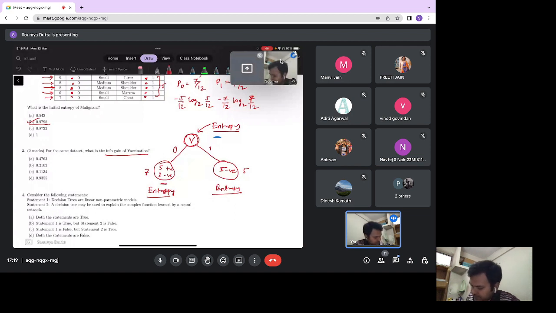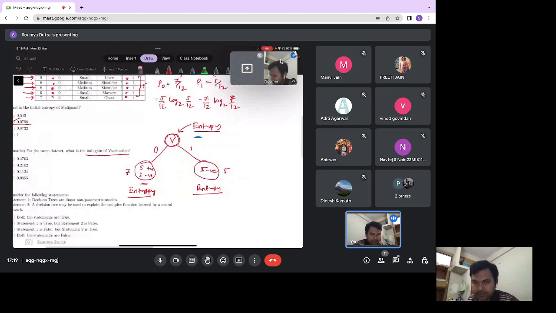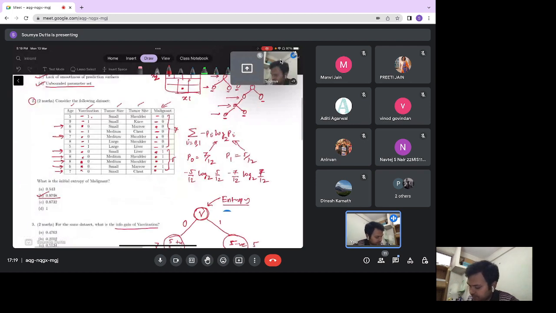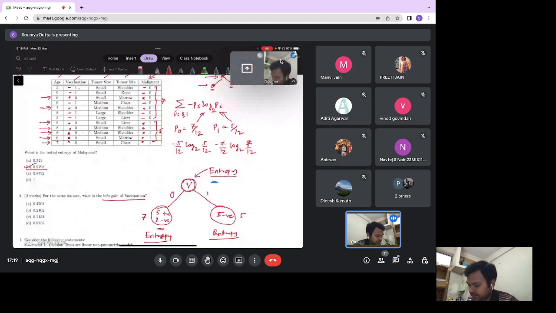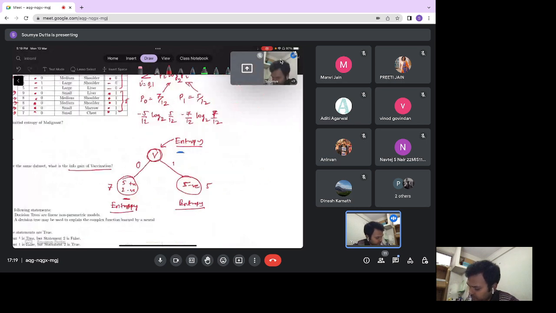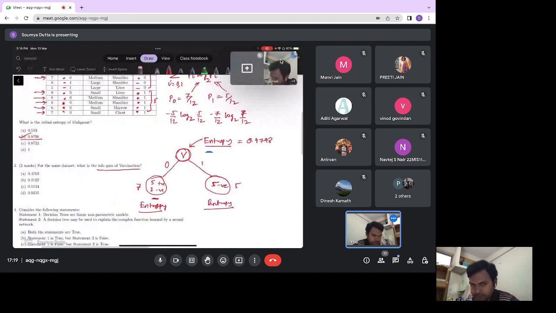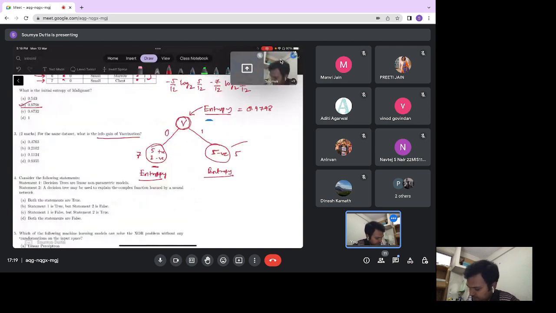So entropy at this stage is the same as the entropy that you calculated in the last question, because at this point all the malignant and all the non-malignant cases are together. So it will be 0.9798. Entropy at this particular stage is easy to find, but I'll still tell you how to find this out.